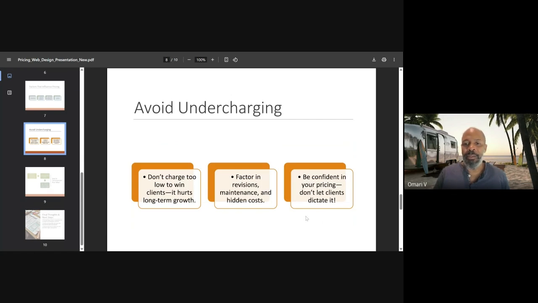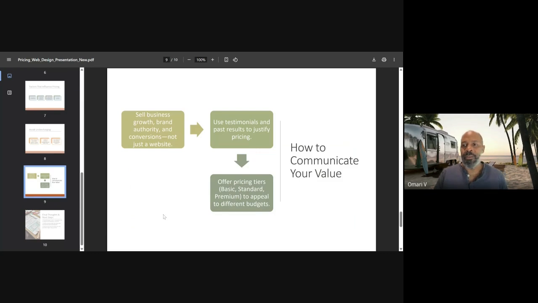Okay, so yeah, be confident. Don't let clients dictate what your pricing should be. So then how to communicate your value? We've talked about value-based pricing before. How can you communicate your value? You can sell businesses growth, brand authority, and conversions rather than just selling them a website.